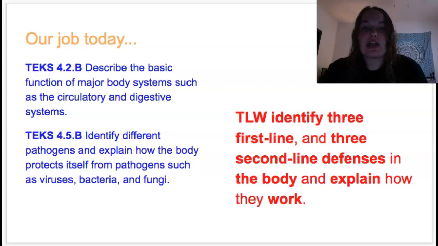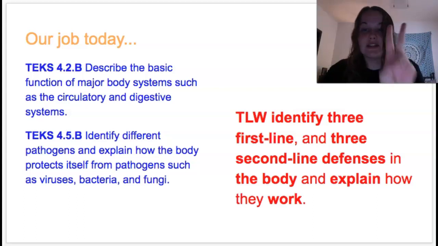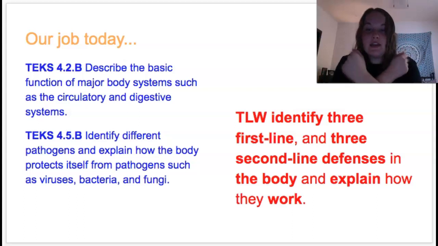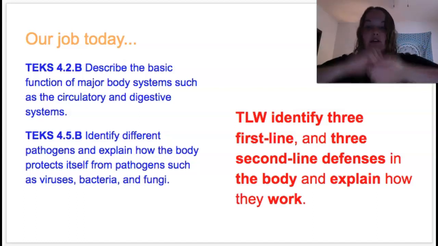So, our job today. We have 2 TEKS that we're looking at. TEKS 4.2b, describe the basic function of major body systems, such as the circulatory and digestive systems. And then TEKS 4.5b, identify different pathogens and explain how the body protects itself from pathogens such as viruses, bacteria, and fungi. So, our objective, the learner will identify 3 first line and 3 second line defenses in the body and explain how they work.